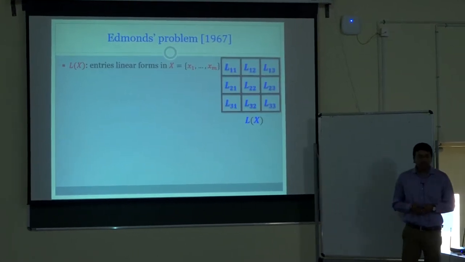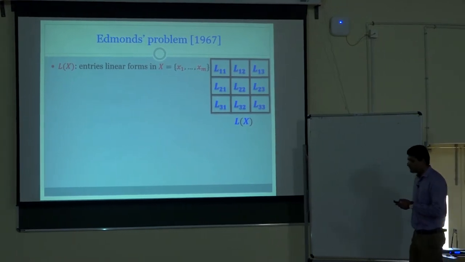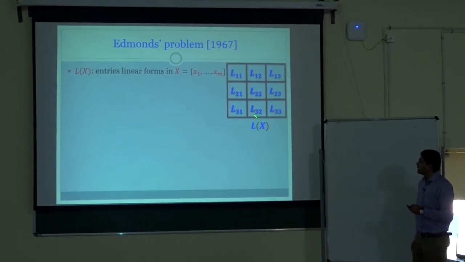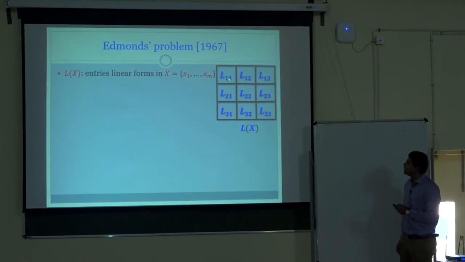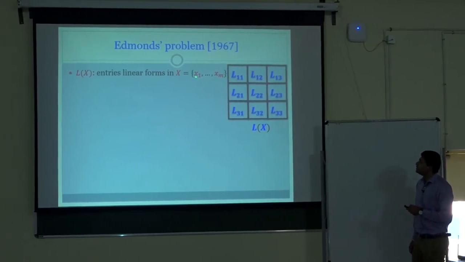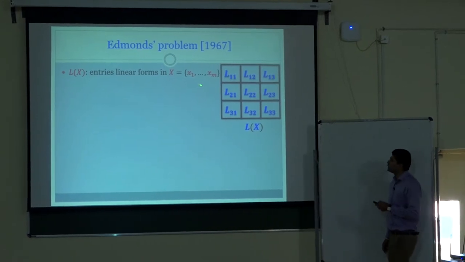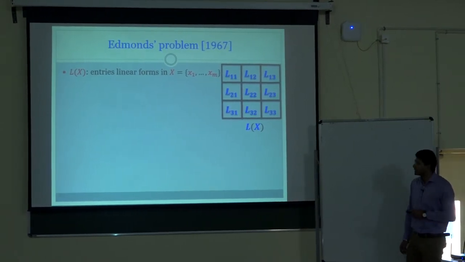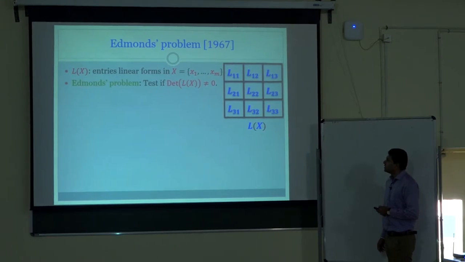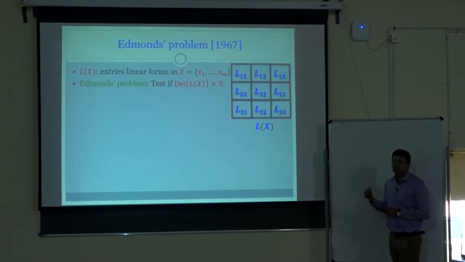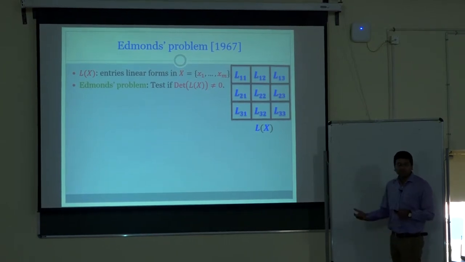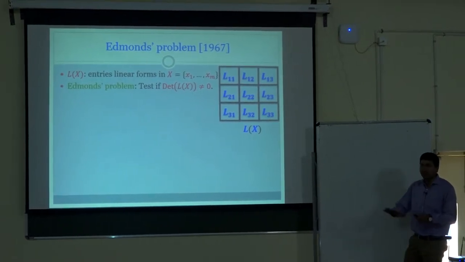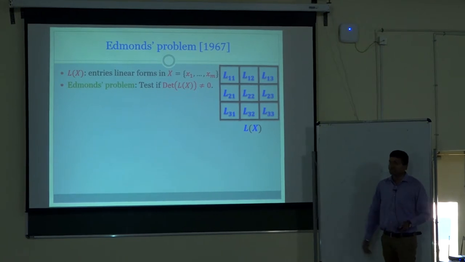Okay, so this problem is called the Edmonds problem, which he defined in 1967, inspired by this algorithm. In this problem, the input is a formal matrix L of x, where each entry of this matrix is a linear form in the variables x1 to xn. So you have n variables x1 to xn, and each entry Lij of this matrix is some linear form in these variables. And again, the problem is to test whether the determinant of this matrix is identically 0. The previous example of perfect matching was an example where each of these linear forms was just a single variable, and all the variables were disjoint, but in general you could have these linear forms sharing variables across different entries.